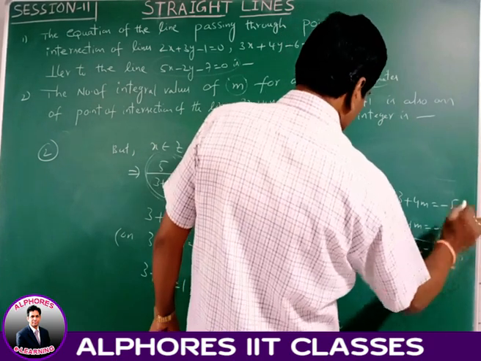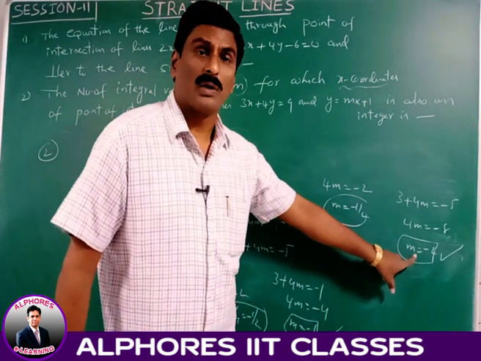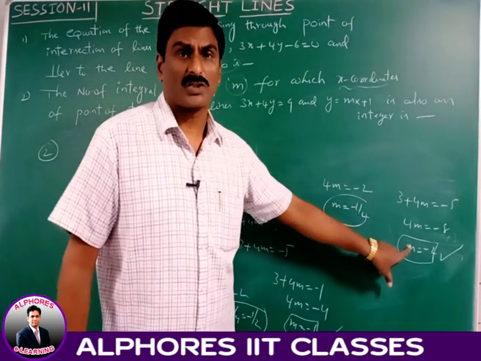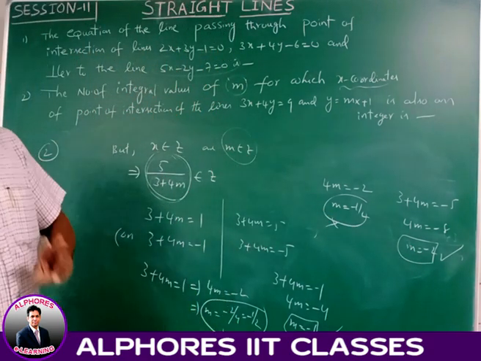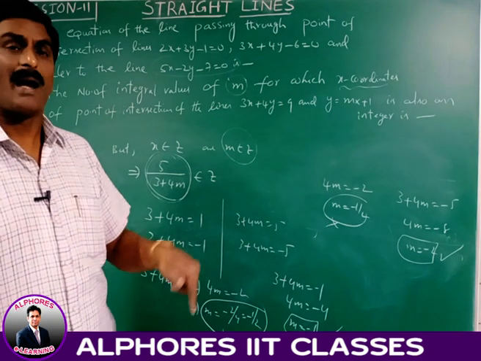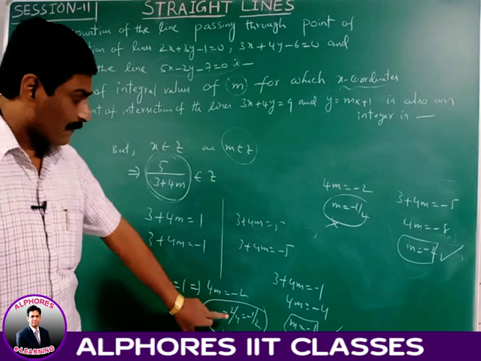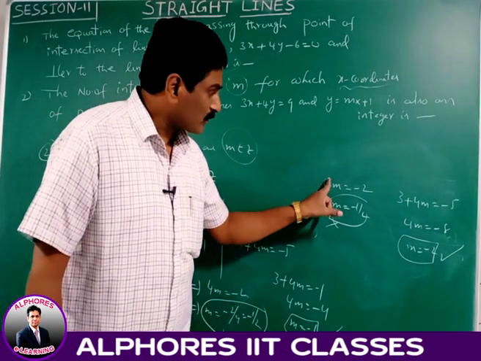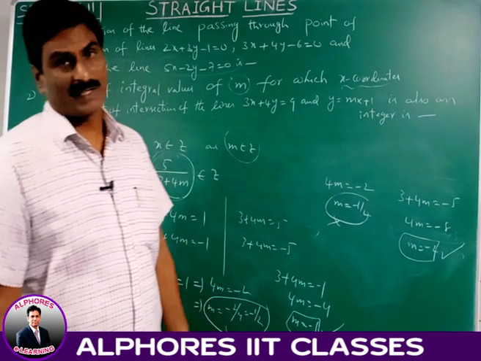Again it is an integer. So how many values are possible? m is equal to minus 1, m is equal to minus 2. Therefore, the number of integral values of m is only 2. They are minus 1 and minus 2. In the other cases, m is equal to plus or minus 1 by 2, the x coordinate is an integer, but m is not an integer. Please note this value.